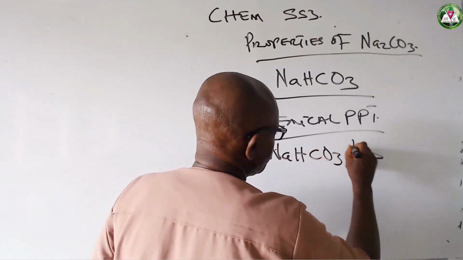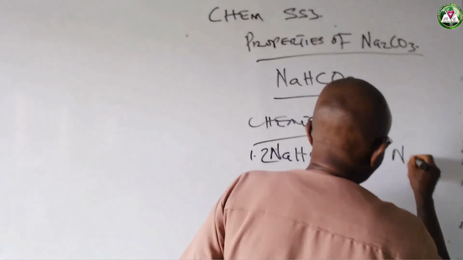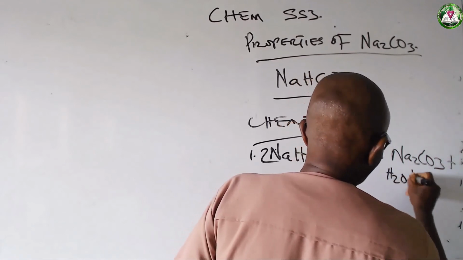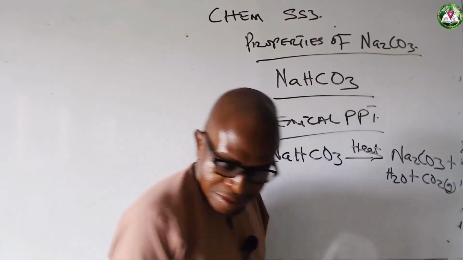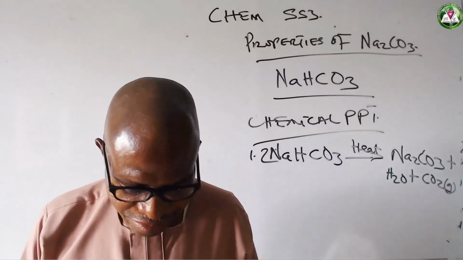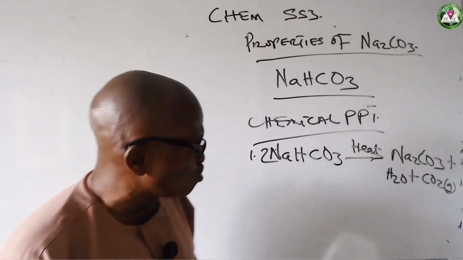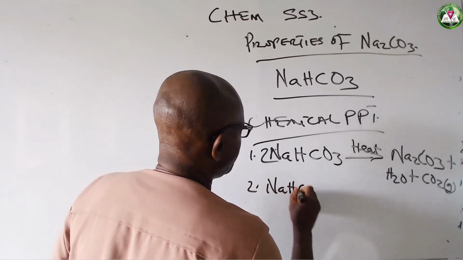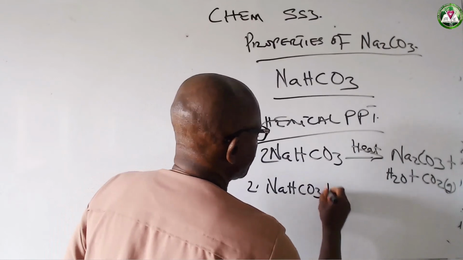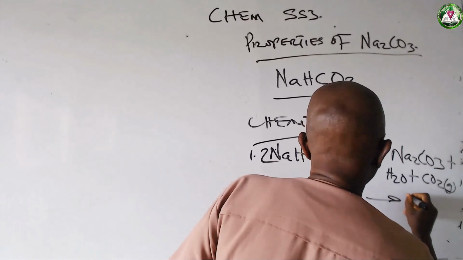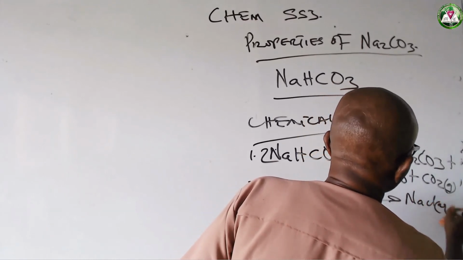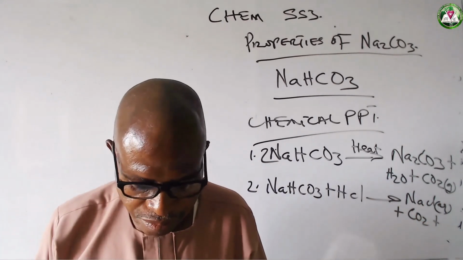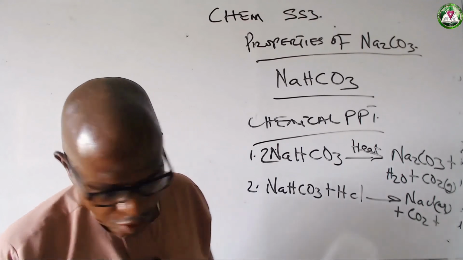NaHCO3, if you heat it, you have Na2CO3 plus water plus CO2 gas. Number 2, it reacts with acid to liberate CO2. Sodium hydrogen trioxocarbonate IV reacts with HCl to give you sodium chloride aqueous plus CO2 plus water.